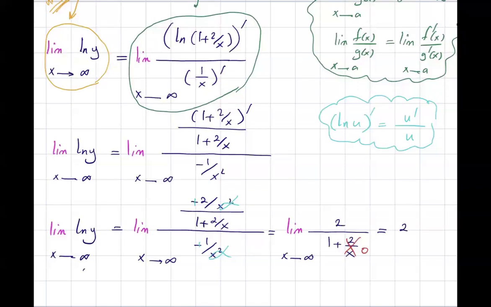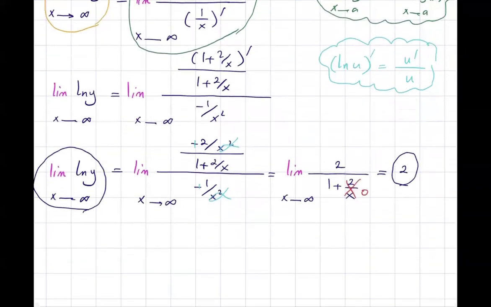Hey, I have the limit on the left, which is 2. But what's the meaning of that for my y? ln of y is equal to 2. So y is e to power 2, everybody. This is the part that the students usually miss. y is equal to e to power 2.